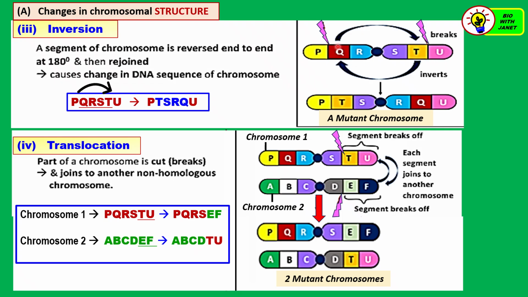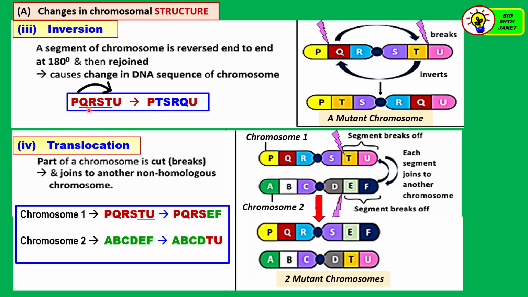breaks off at Q and at T, and then it inverts and it is reversed. The order is reversed. So there's some rotation going on here. Now the T is joined to the P and the Q is joined to the U. So the rotation is at 180 degrees, from this part to this part. Now this is a mutant chromosome because the sequence of genes and the sequence of the nucleotide bases of a large part of nucleotide bases has been inverted.